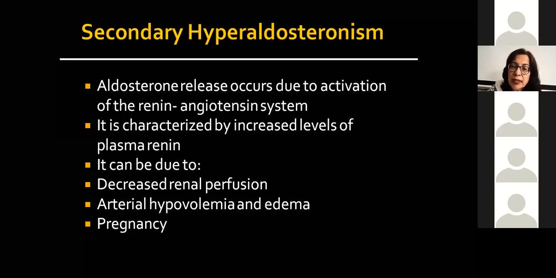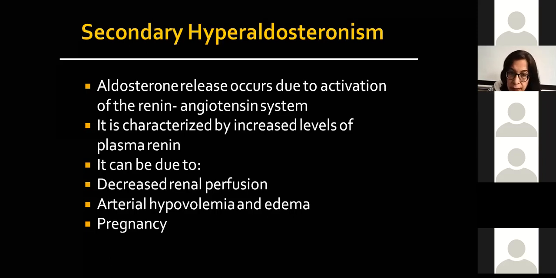This can be due to decreased renal perfusion. If there is renal artery stenosis or nephrosclerosis of the arteries, then there can be decreased renal perfusion, which can lead to stimulation of the renin-angiotensin system. Or there could be arterial hypovolemia and edema due to congestive cardiac failure, cirrhosis, nephrotic syndrome. There is hypovolemia, there is edema, because the renal perfusion is less and it causes stimulation of the renin-angiotensin system. Or in case of pregnancy, estrogen causes an increase in plasma renin substrate, and this causes increased secondary hyperaldosteronism.